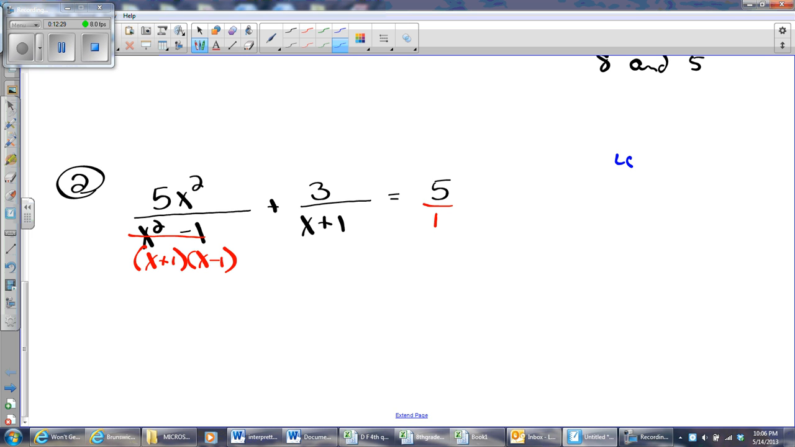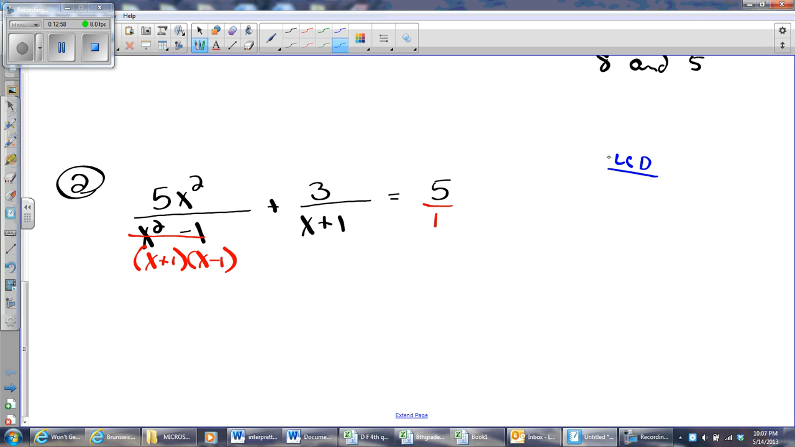Step 2 was to identify my LCD. Hopefully you see technically 4 numbers in the denominators. I see an x plus 1, 1 more than x. I see 1 less than x. I see 1 more than x, and 1. Now I said 4 numbers, but 2 of them show up twice, so it really is only 3 different numbers. I really don't want to use the 1 either, because multiplying by 1 doesn't do anything.